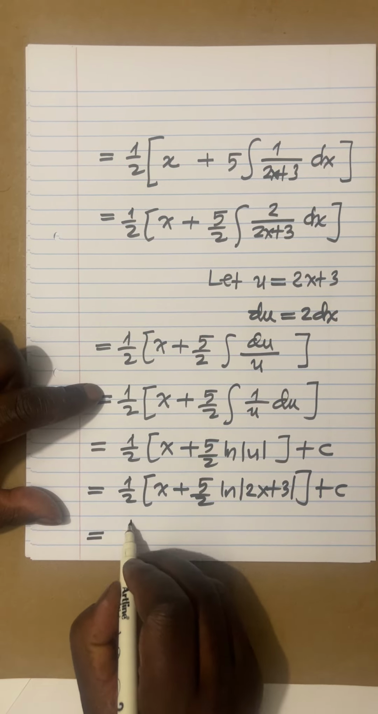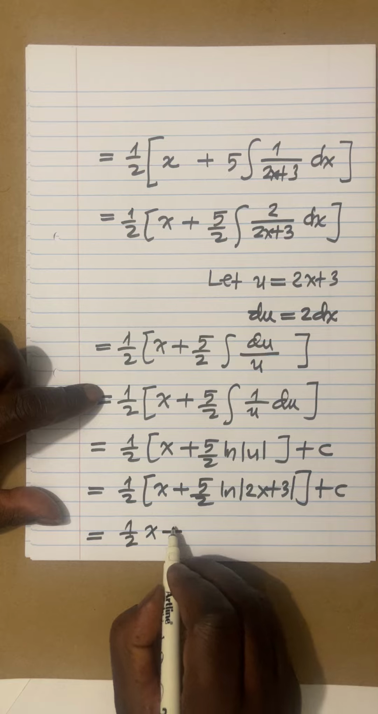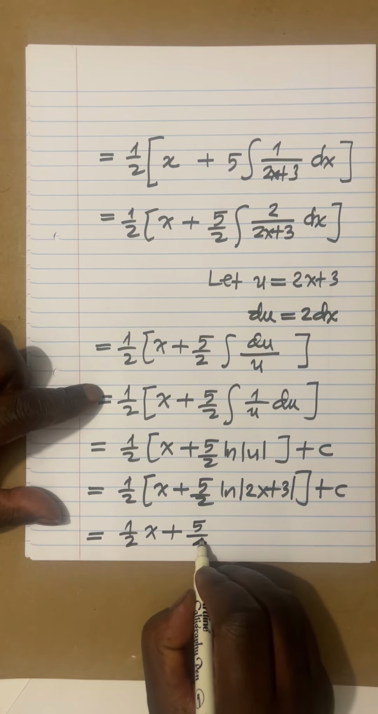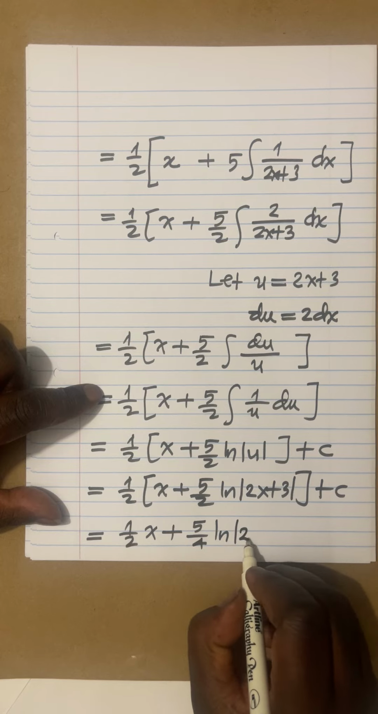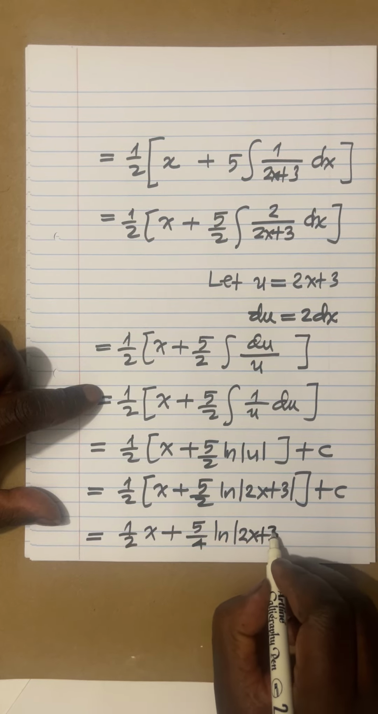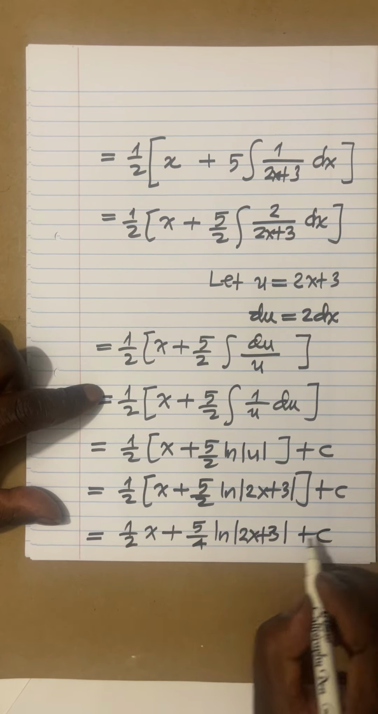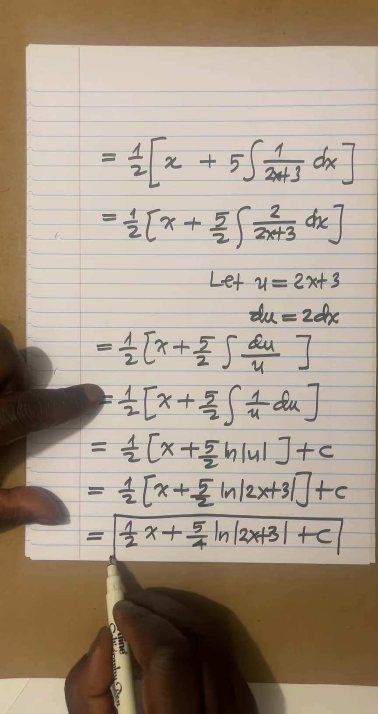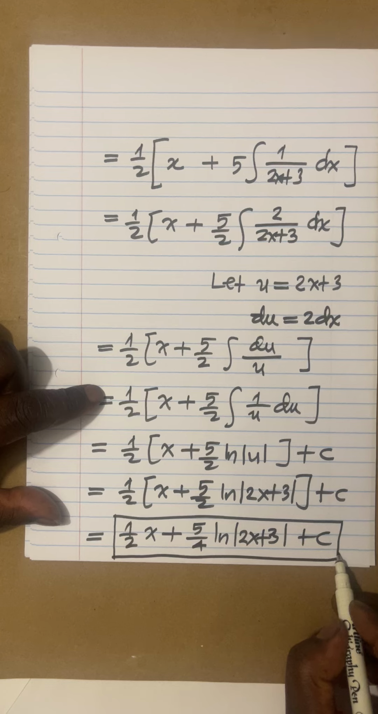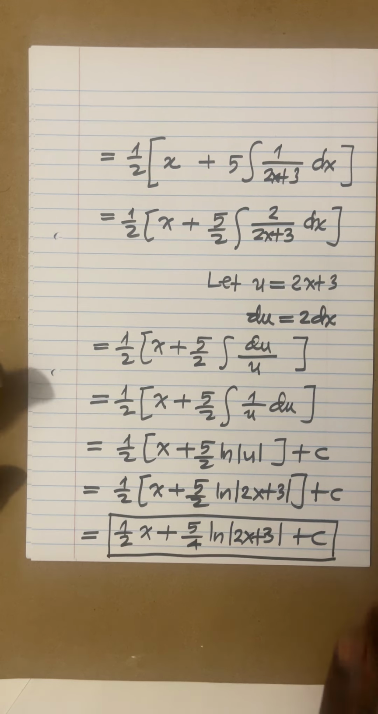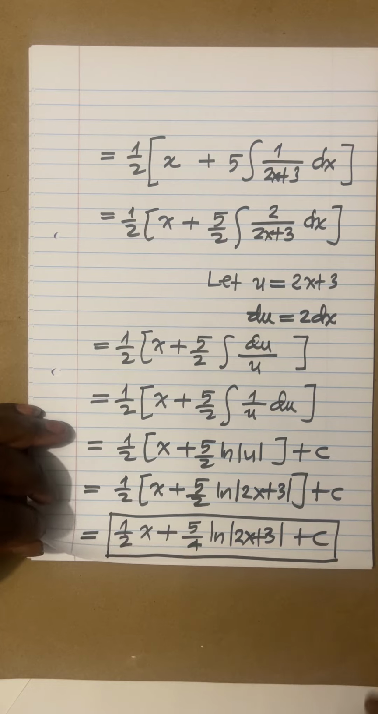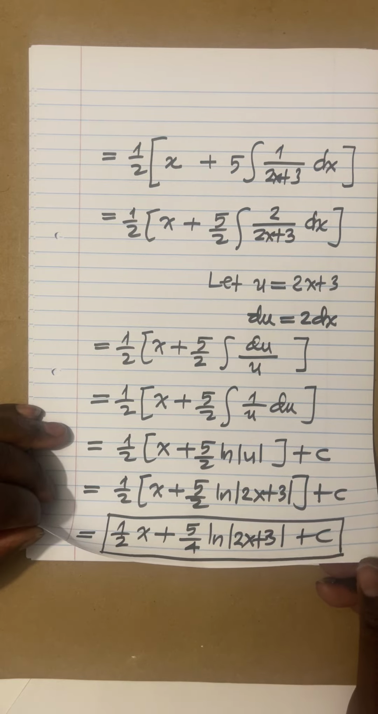This will simplify to 1 over 2 x plus half times 5 over 2, which is 5 over 4, natural log of 2x plus 3, and then plus c. So that's the final solution to our integral. Like I said, these are higher order questions involving u-substitution. There are a lot of things that you need to do for u-substitution to come out clearly as a technique of integration that should be applied.